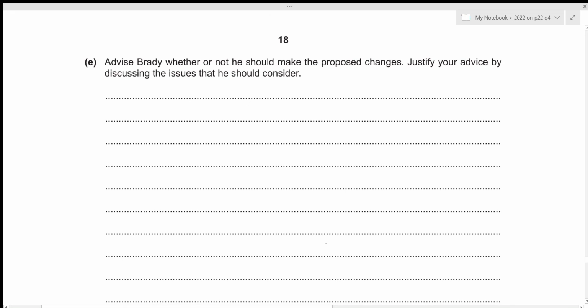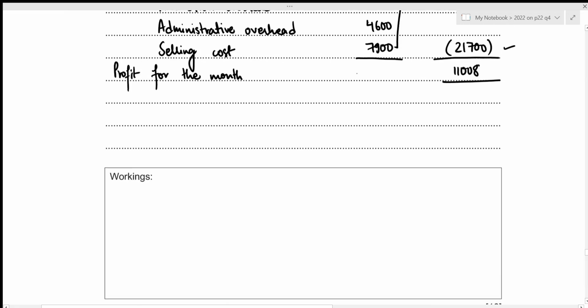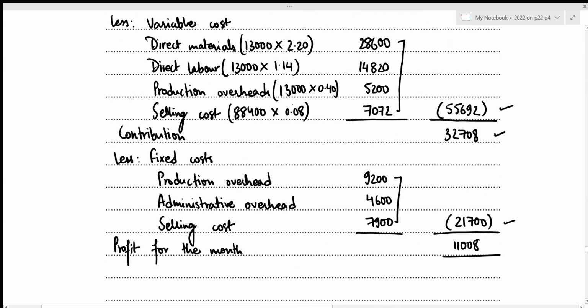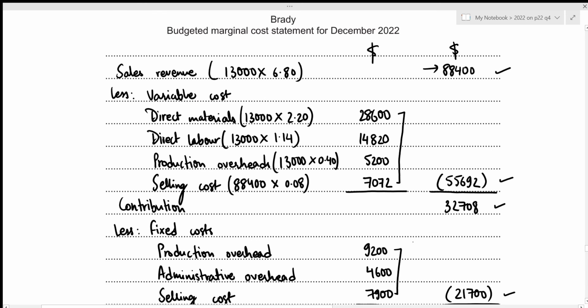We now need to advise Brady whether or not he should make the proposed changes. We need to justify our advice by discussing the issues that he should consider. So remember that we were given the target profit above, and that was 10,800 right here. Now let's have a look at our budgeted statement. We figured out the profit for the month to be 11,008, which means that Brady will exceed his target profit, but this will only be the case if he increases his selling price per unit and whether or not the customers are willing to pay the increased price.